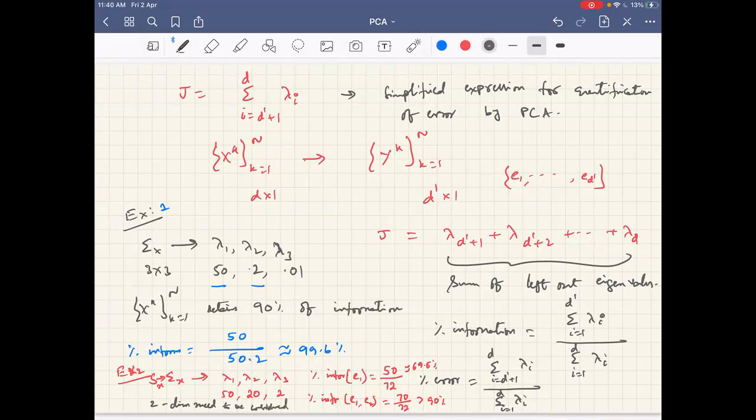Okay, to retain 90% of information. Whereas here, to retain 90% of information, one dimension is good enough. Okay, so that's how we decide on the number of directions or the dimensions to which the data samples have to be projected in principal component analysis.